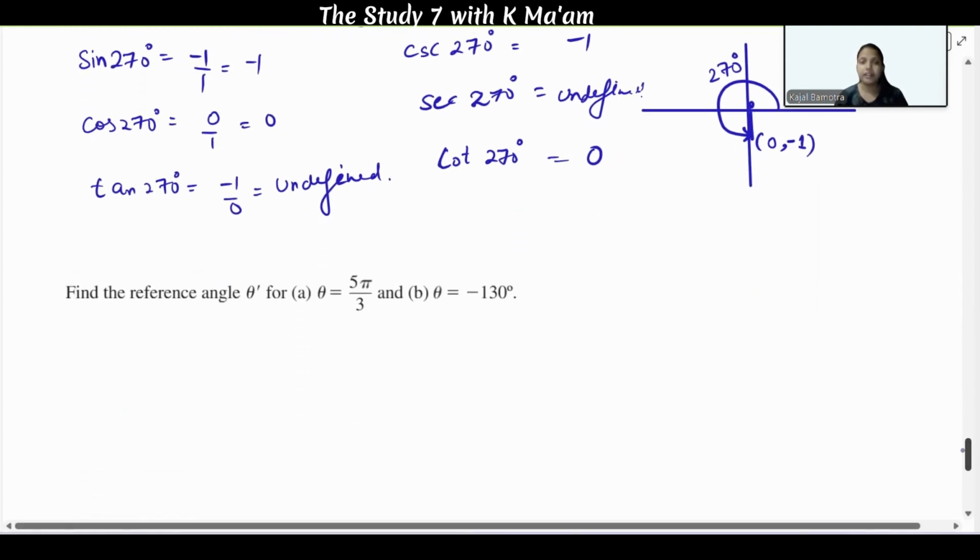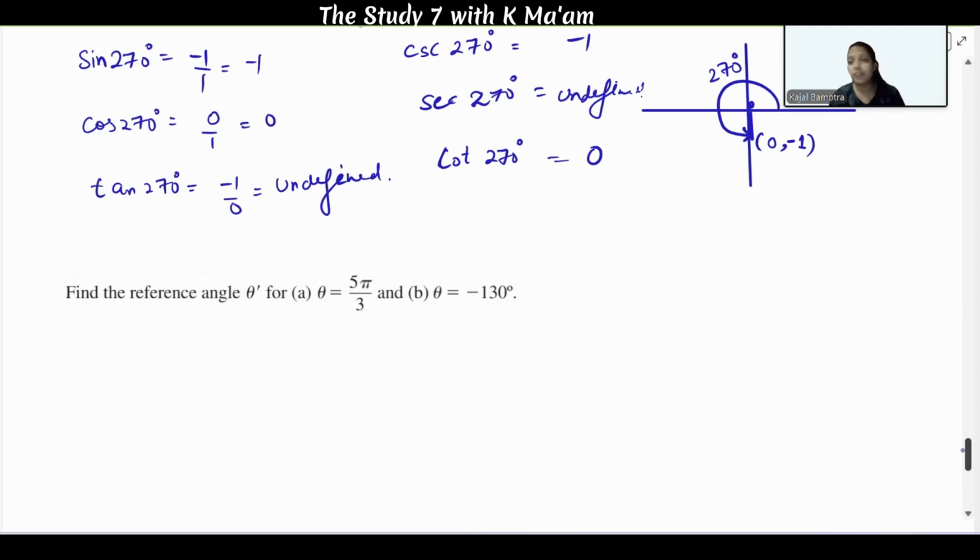Okay, next, find the reference angle theta prime for this. So what is a reference angle? A reference angle is an acute angle, the angle measured with the x-axis, either the positive x-axis or the negative x-axis. So we have to count a positive angle with the x-axis, and the angle must be acute.